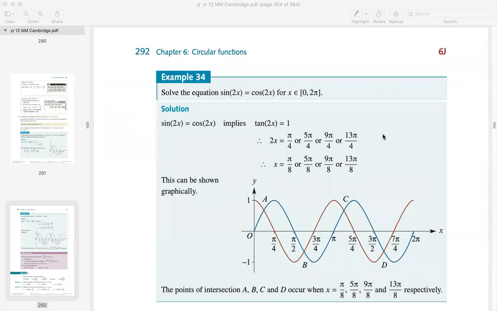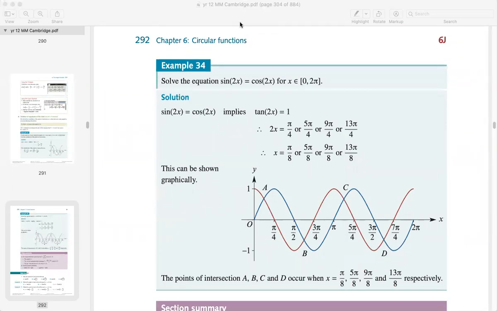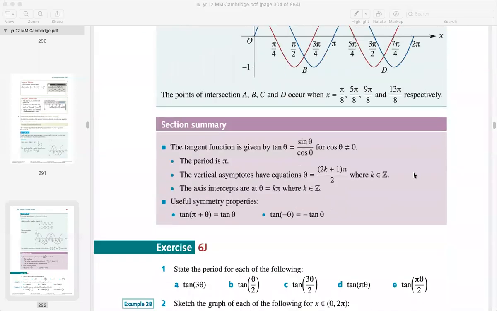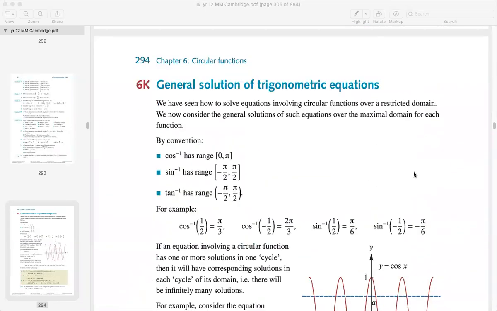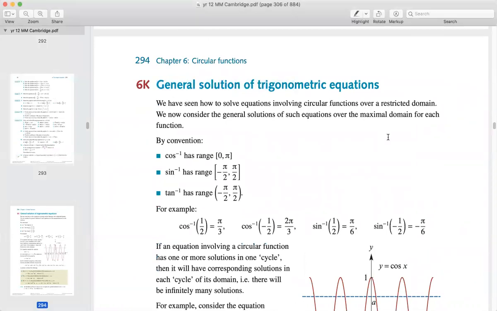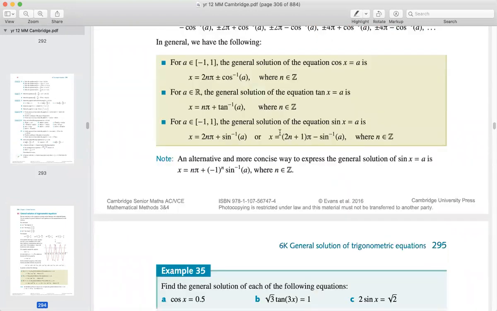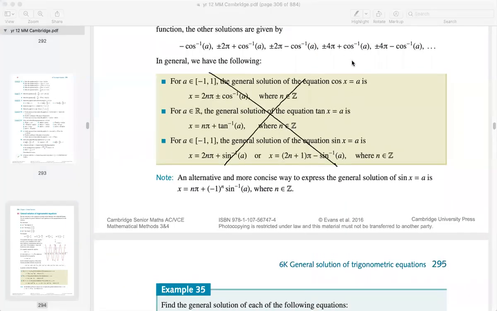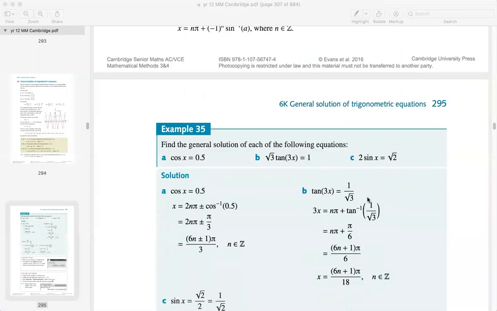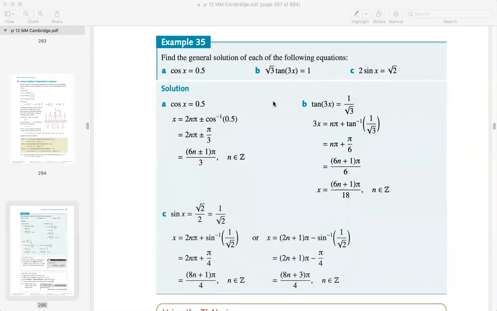And for example 34, it's the same thing. If I write sine 2x equals cos 2x, it just means tangent 2x equals 1. Then we just solve it for tangent. Get the idea. Then the book calls these general solutions of trigonometric equations, but we actually practice a lot, so you don't need to worry about this part. And we can do it by doing this one.